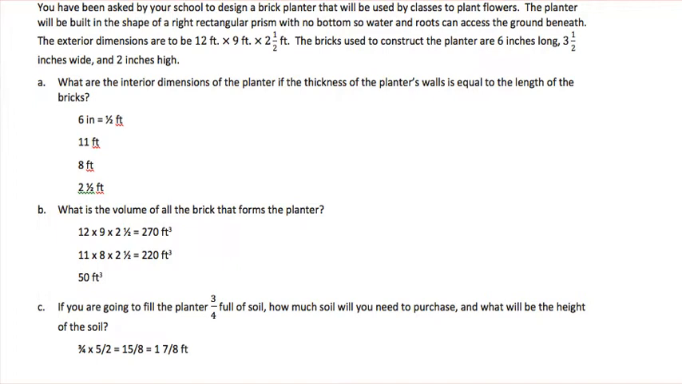Okay, so then we determine the volume of the soil in the planter, and those are the interior measurements. So what we're going to do then is multiply the interior measurements, 11 by 8, and instead of 2 1/2, we're going to use 1 7/8, or 15/8. And that volume then is 165 cubic feet.